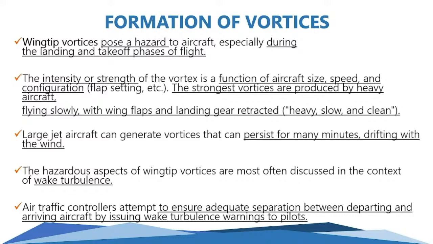The intensity or strength of the vortex is going to be directly related to how big the aircraft is, how fast or slow the aircraft is, and the configuration. Is it gear up, gear down? Is it flaps full, flaps not? The strongest vortices are going to be produced by heavy aircraft flying slow with wing flaps and landing gear retracted. So what we say is heavy, slow, and clean. And this is most typical after a takeoff, so as soon as an aircraft takes off.